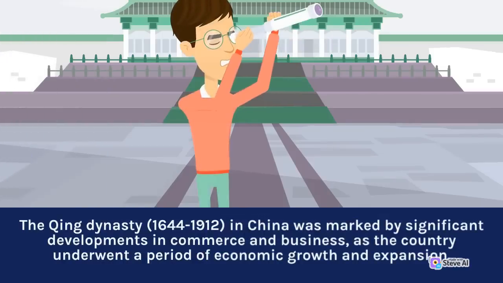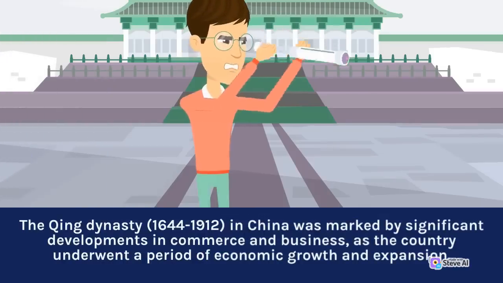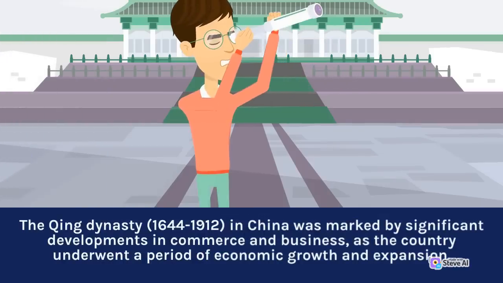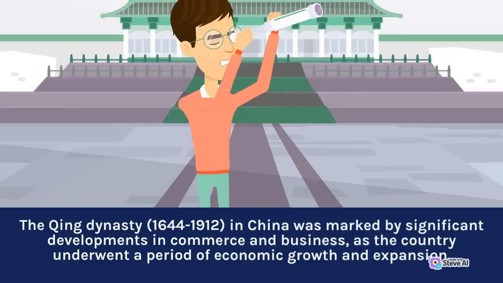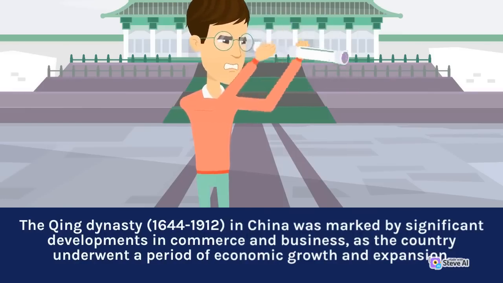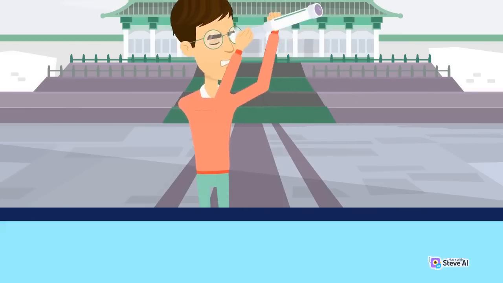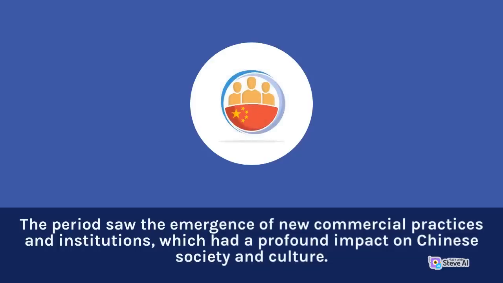The Qing Dynasty, 1644 to 1912, in China was marked by significant developments in commerce and business, as the country underwent a period of economic growth and expansion. The period saw the emergence of new commercial practices and institutions, which had a profound impact on Chinese society and culture.